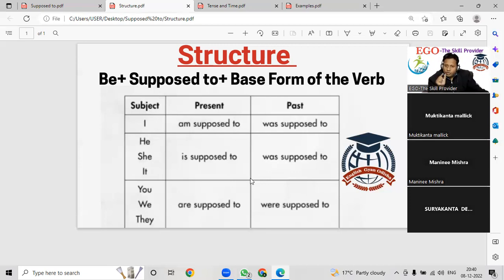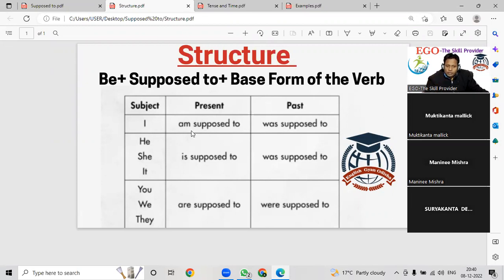What is the base form? Go, went, gone. So go is the base form. Something called do, did, done. So do is the base form. This is very basic things. I already informed you. I have already informed you.